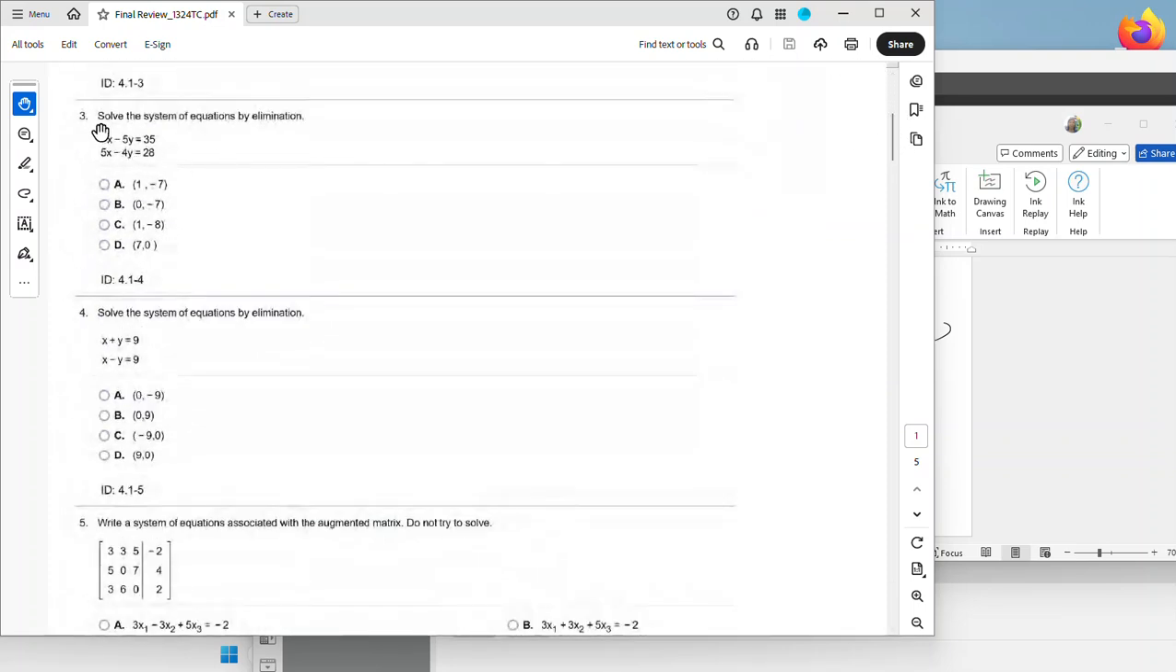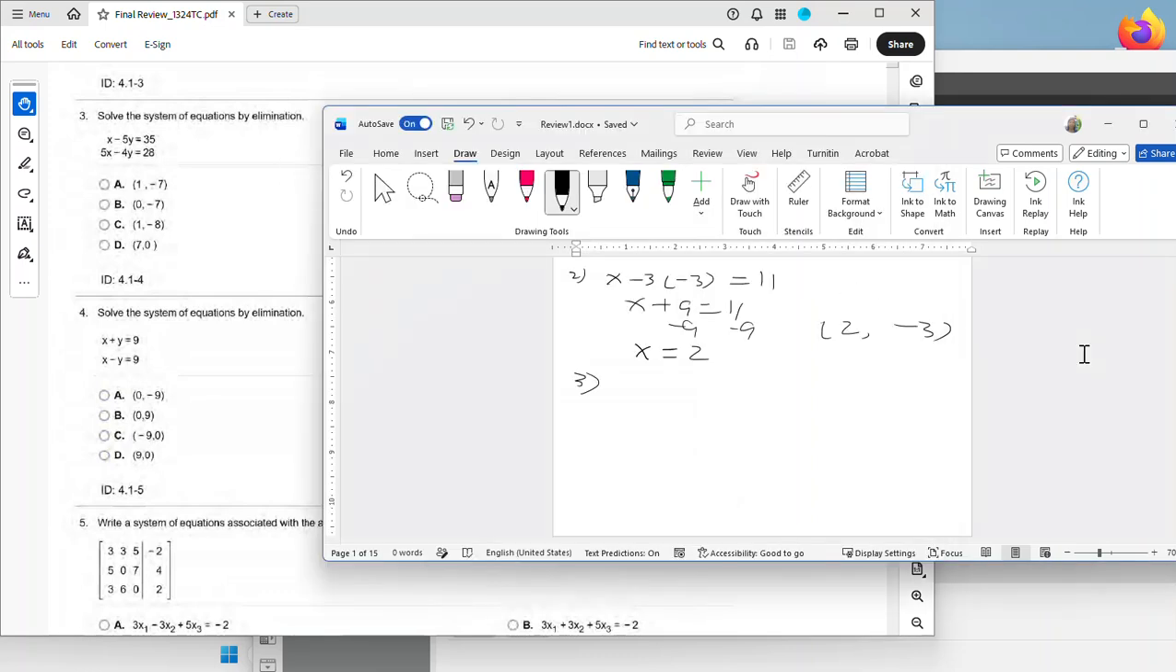Number 3, solve this one by elimination. Usually on the test, we don't really limit which method you use. Actually, I cannot tell which method you use, right? So even if you use a calculator for this one, it will still be okay. But elimination, that means you're using the addition. Let's do number 4 first, and then we can come back to number 3.